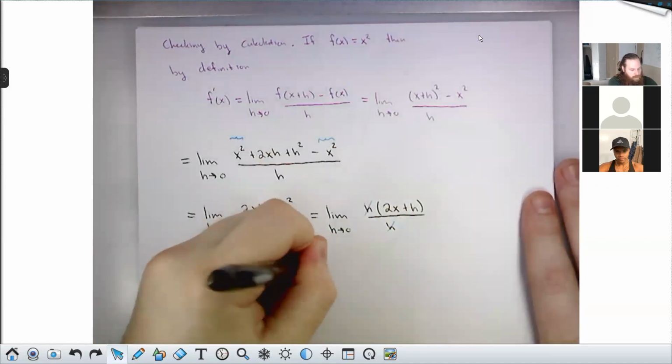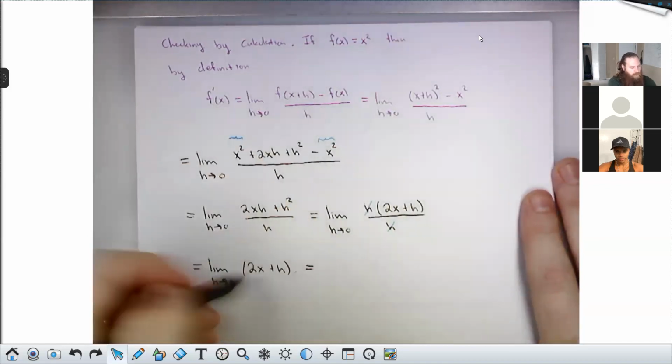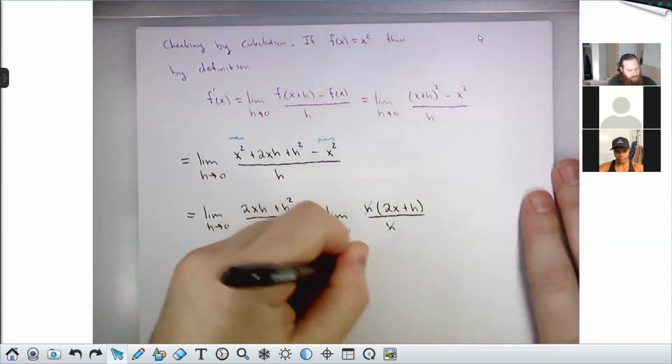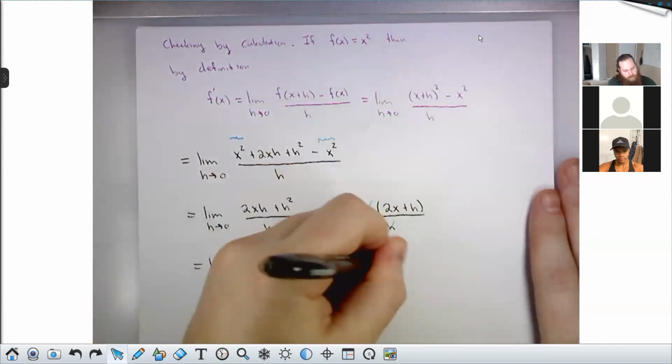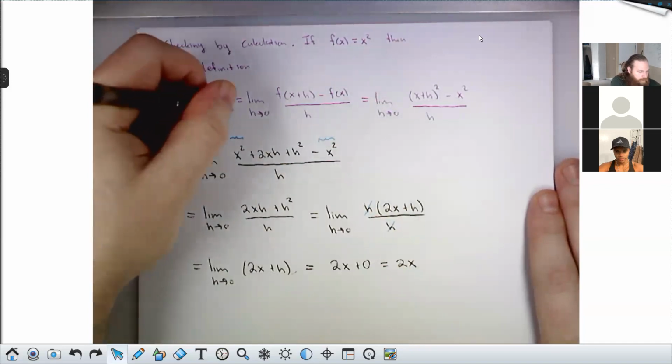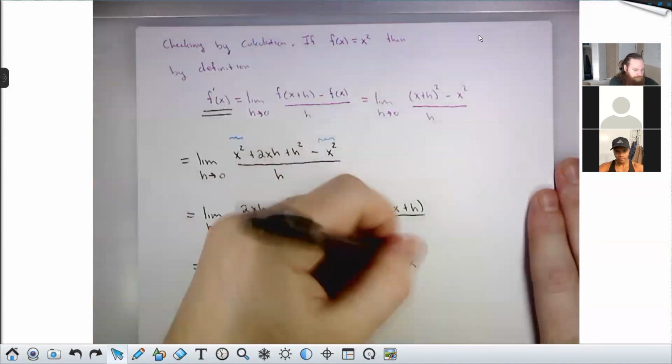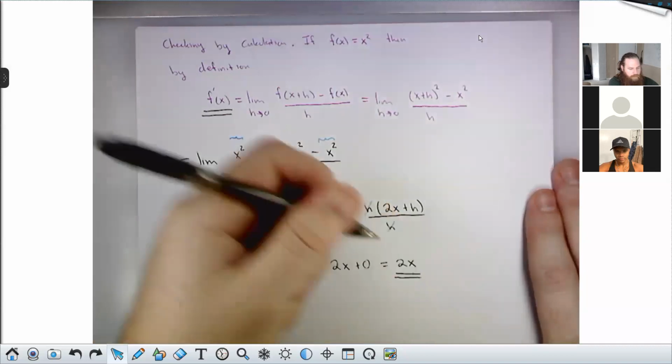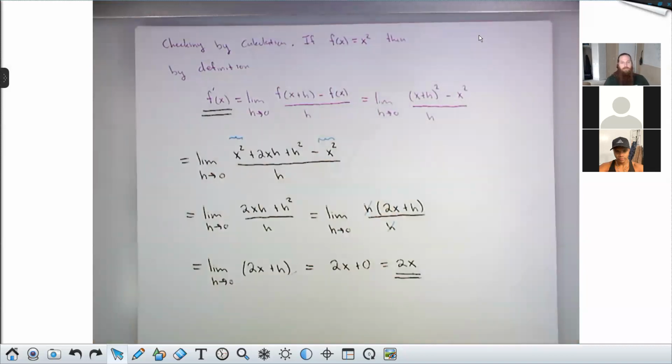Now that the h from the bottom is gone, we can just plug in h equals 0 to calculate this limit. This is 2x plus 0, or just 2x. So we were correct. f prime is equal to 2x. Our guess was correct. And this is that new function called the derivative.